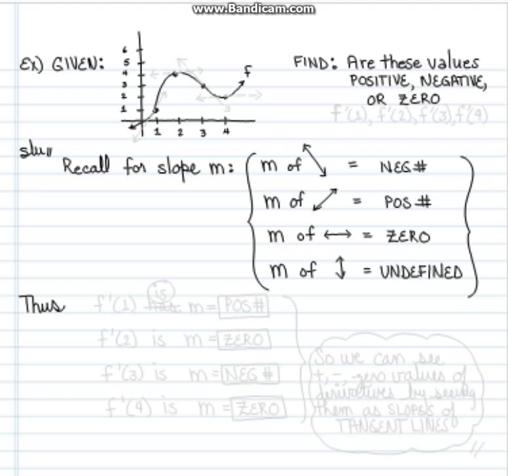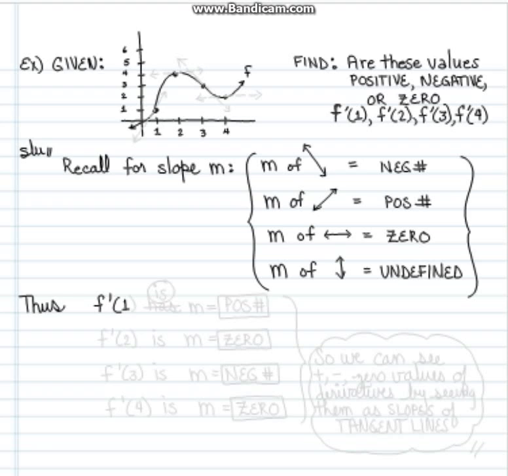I haven't really stated the question clearly. Let's go back up here and write what we're really looking for under find. We're looking for f prime of 1 to see if it's positive, negative, or 0, f prime of 2, f prime of 3, and f prime of 4.